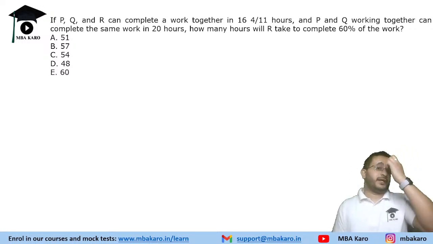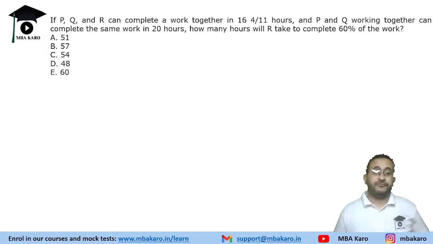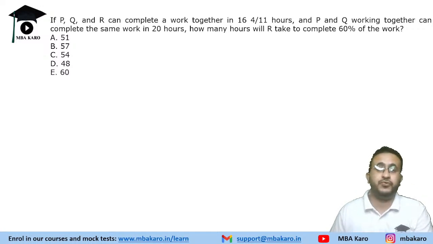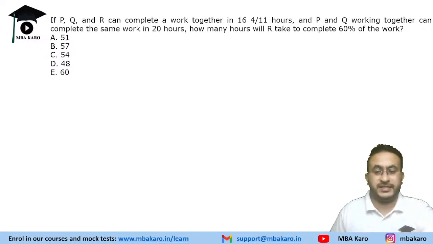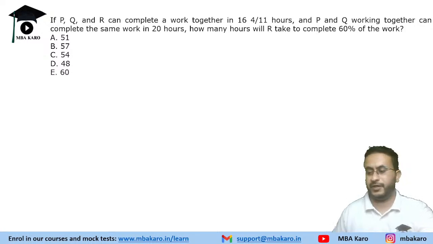If P, Q and R can complete a work together in 16 4 by 11 hours and P and Q working together can complete the same work in 20 hours, how many hours will R take to complete 60% of the work? So there are three people, P, Q and R.